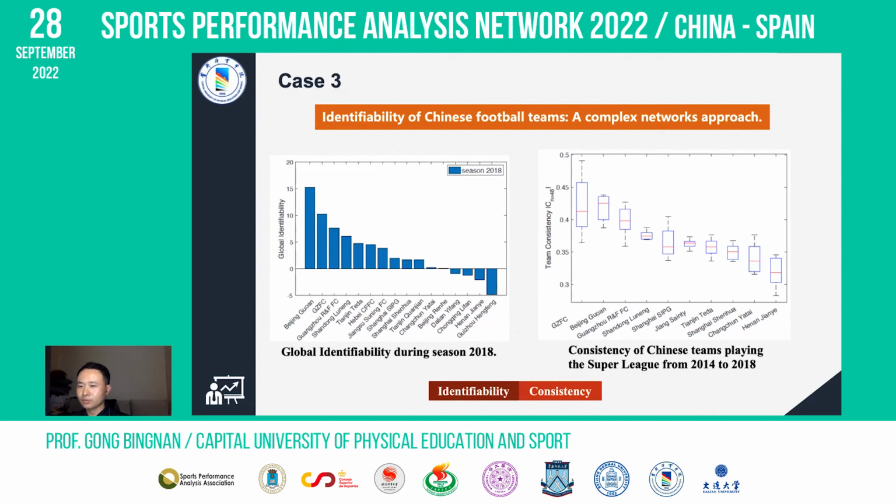And in the right figure, we can find the consistency of Chinese teams playing in the Super League from 2014 to 2018, for the 10 teams that maintained their category. The lines show the median, the range of the 25% to 75% quintile, and the highest and the lowest values. So we proposed the pitch passing network to quantify the consistency and identifiability of Chinese football teams in the CSL, which can provide comprehensive insight and facilitate the understanding of the complexity of team collective behaviors.